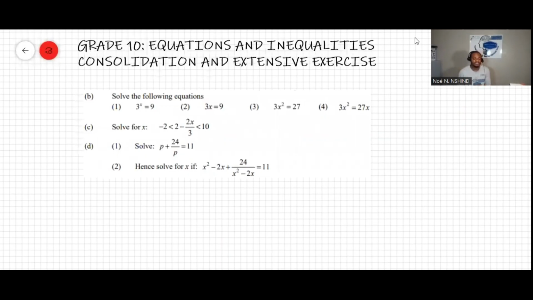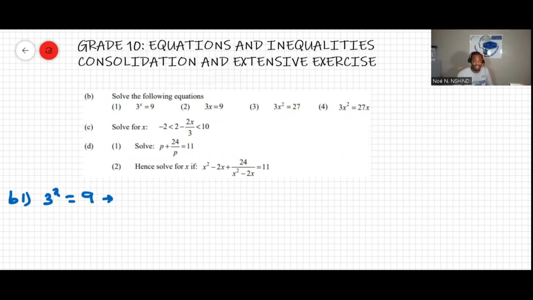Well, we have another question here that says, solve the following equations. Okay, let's start. We have question 1, and let's say we're doing B1: 3 to the power of x equal to 9.